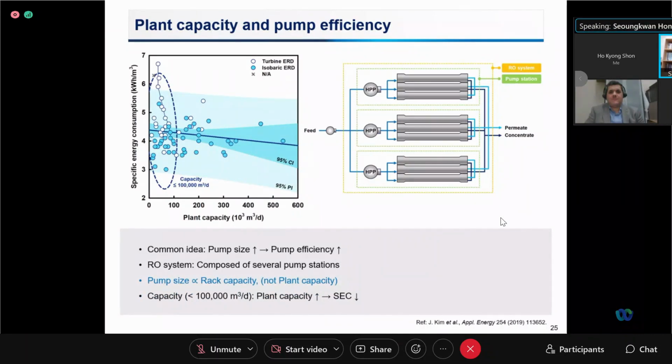Plant capacity and pump efficiency. Commonly, if pump size increases, pump efficiency also increases. Our analysis shown in the diagram on the left presented such a trend. However, it should be noticed that pump size is not always or directly related to plant capacity, since a pump is configured to each rack or unit of the RO systems. Thus, no clear trend is identified for capacity less than 100,000 cubic meters per day.